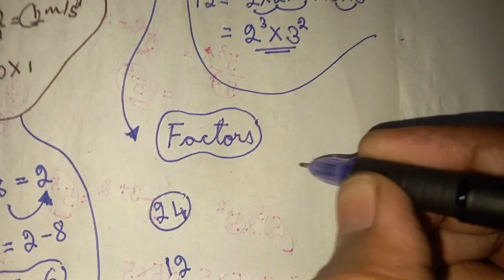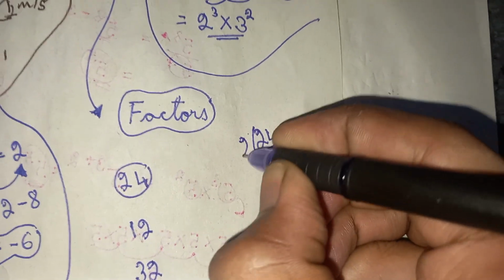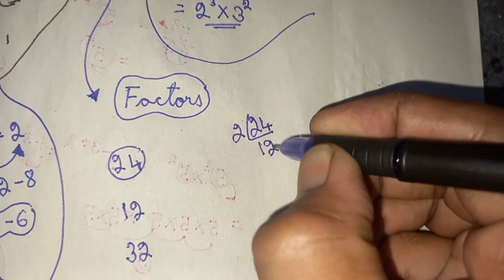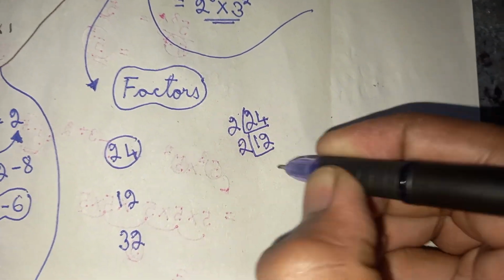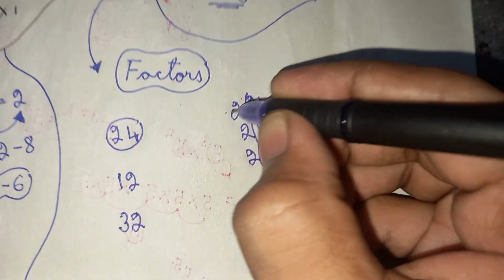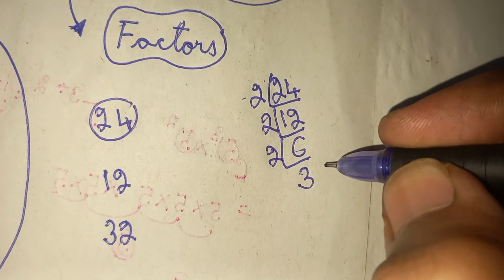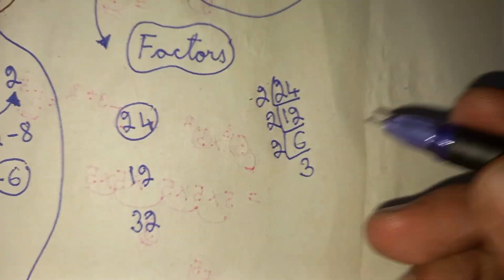See here, this one is 24. You can take 24 here and divide it. Since the last digit is even, you can divide it by 2: 2 times 12. Again, 12 you can write as 2 times 6, and 6 as 2 times 3. Here all these are prime numbers. Writing a number into these prime factors is known as factorizing.